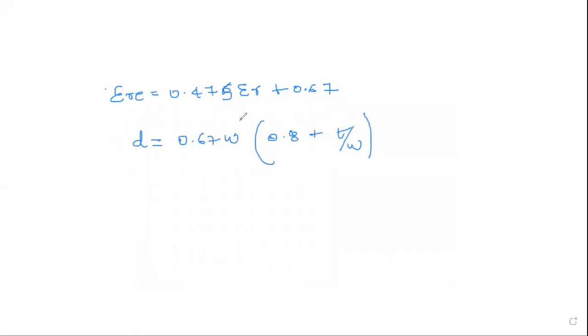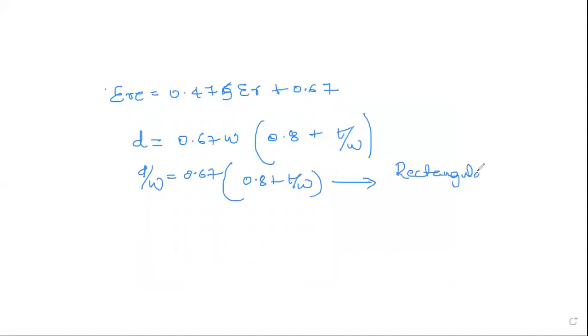Now this diameter, that is d by w, is equal to 0.67 into 0.8 plus t by w. This is mainly required for the conversion from the rectangular waveguide to a circular waveguide. Wherever there is a conversion, we are going to use that d by w, diameter by width formula. So these are the important formulas which you have.